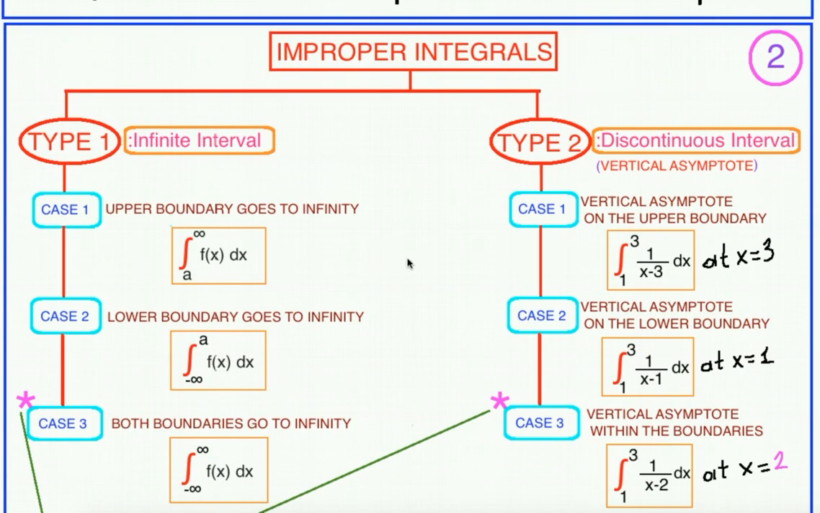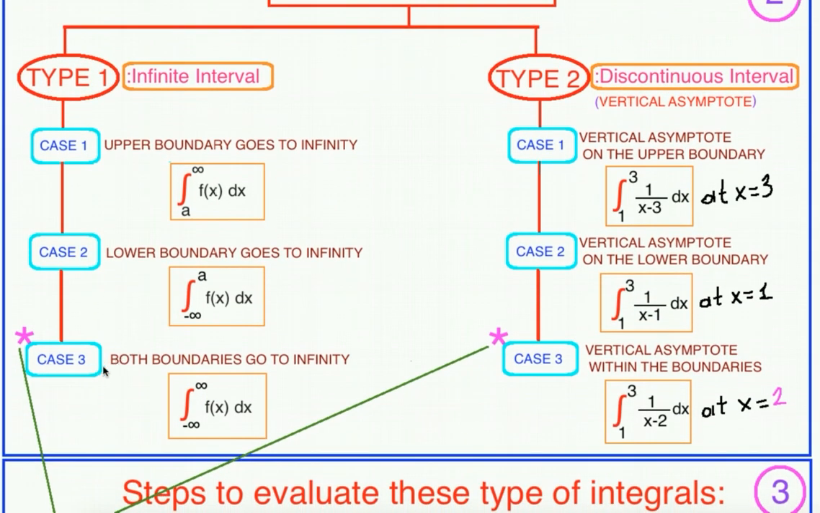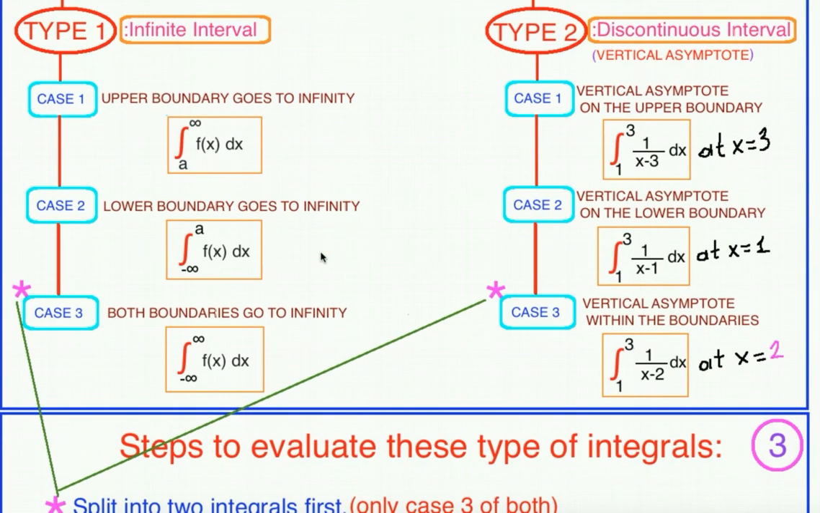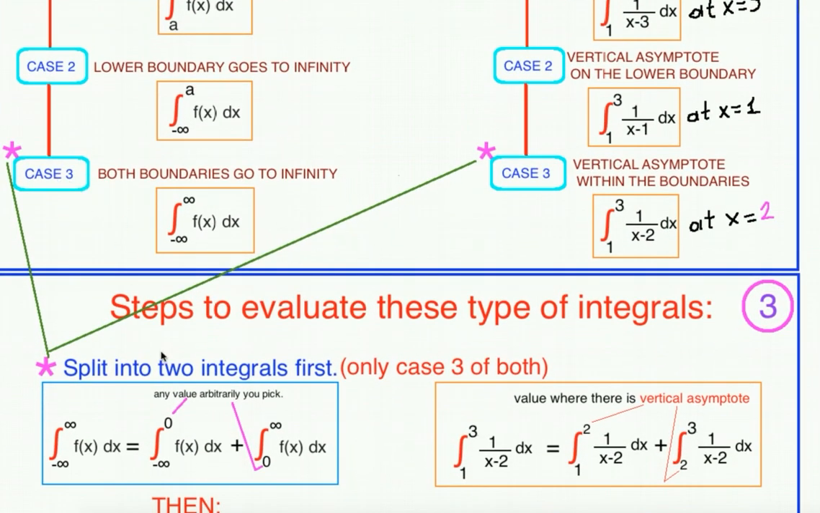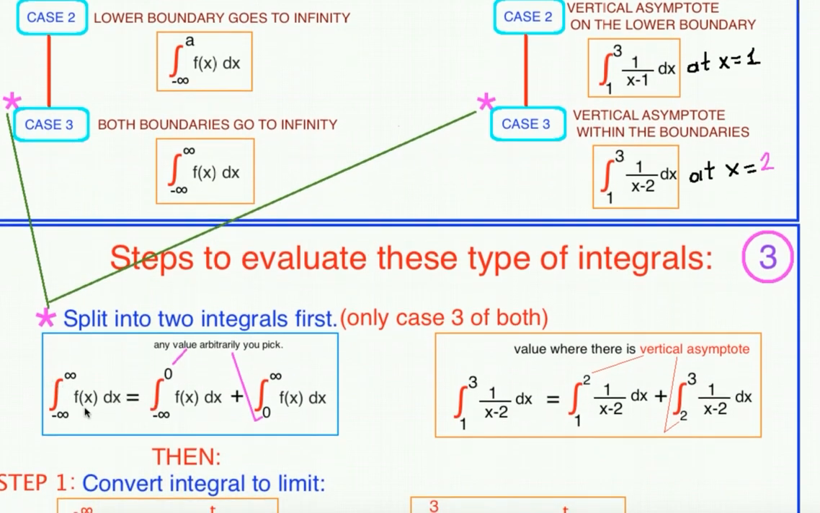Now let's see the steps for solving improper integrals. If we have case 3 of either type 1 or type 2, first we start with splitting the integral into two integrals. Here it is illustrated. If we have boundaries going from negative infinity to positive infinity, we have to split this integral into two, from any value you would like. And if we have here vertical asymptote within the boundaries, you have to split this integral into two integrals from the vertical asymptote. So here we have vertical asymptote at x equals to 2. So we have to split this integral from 1 to 2, where there is vertical asymptote, and from 2 to 3, which is the upper boundary.